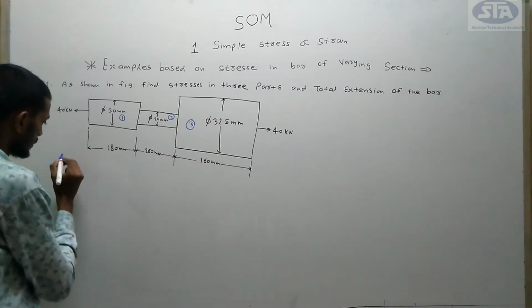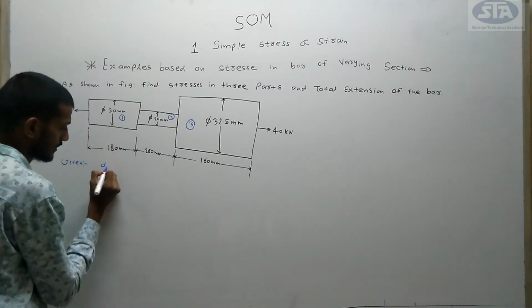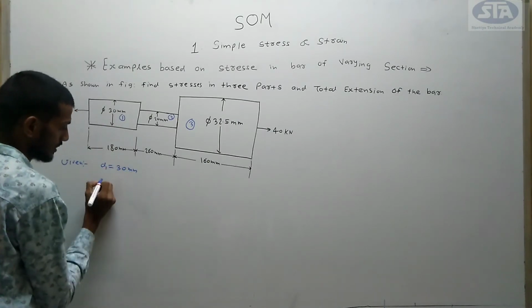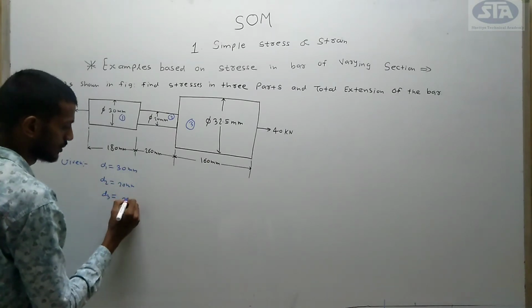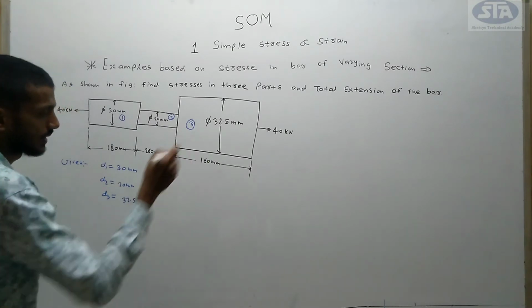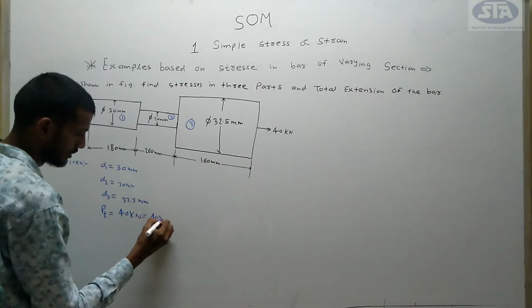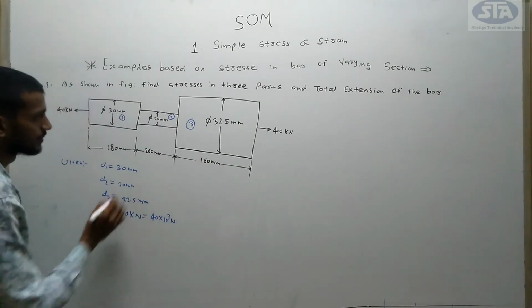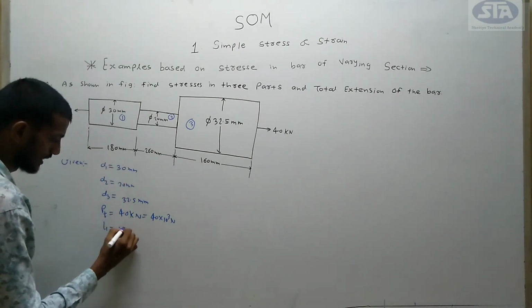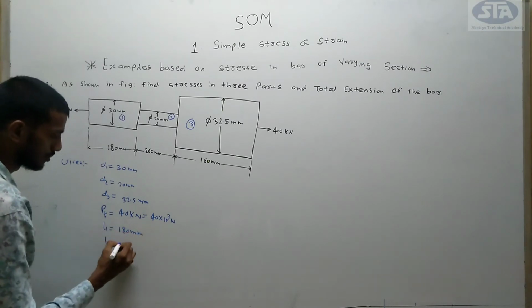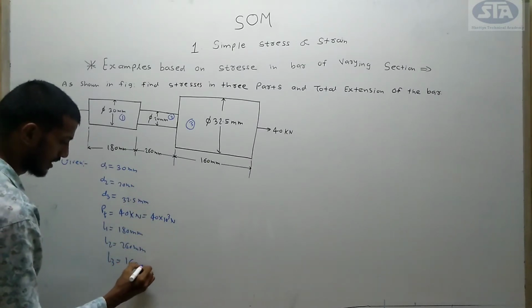Now let's sort out the given data. Diameter D1 for section number 1 is 30 mm, diameter D2 for section number 2 is 20 mm, and diameter D3 for section number 3 is 32.5 mm. We are applying a pull force P, a tensile force of 40 kilonewton, that is 40 into 10 raised to 3 newton. Length L1 is 180 mm, length L2 is 260 mm, and length L3 is equal to 160 mm.